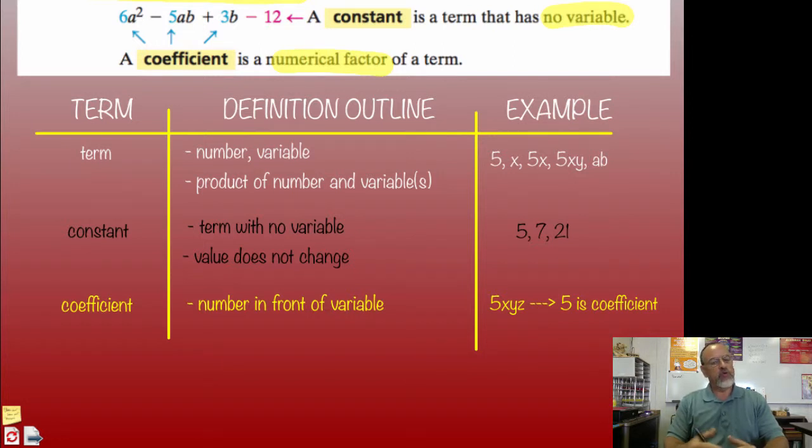Those are some very important terms. In the next video, we'll talk about like terms, what makes terms like, and then finally we'll look at how we can add those terms together.